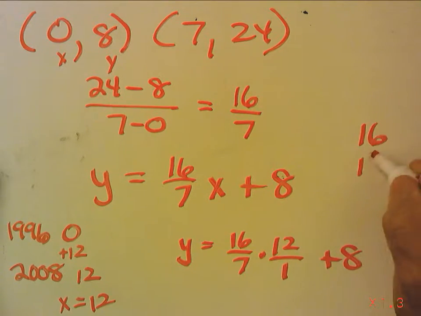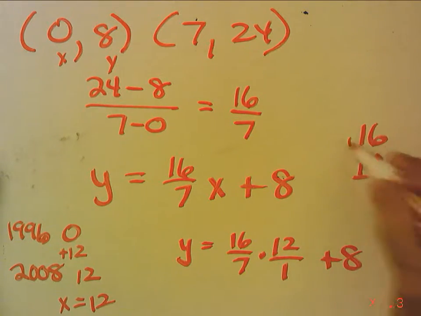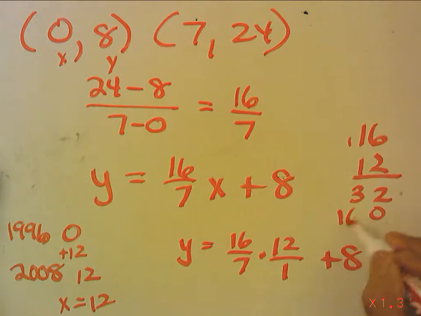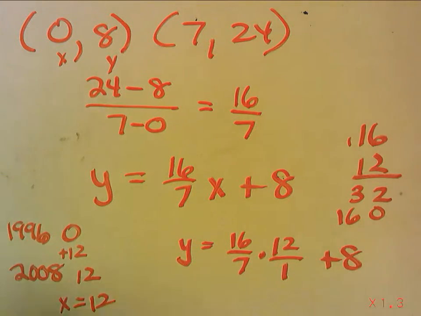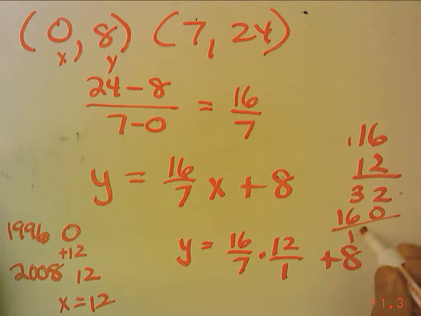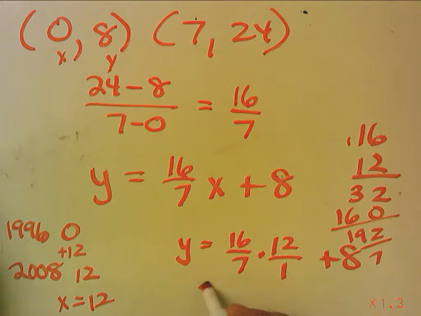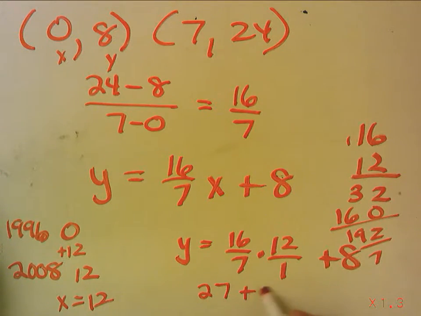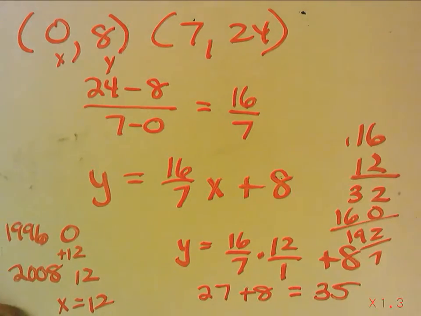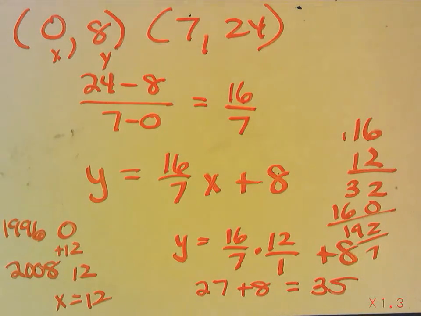And 16 times 12 is 192, plus 8. 192 divided by 7: 7 goes into 19 twice, 7 goes into 52 around 7. So 27 plus 8 is approximately 35 students. So if you get anywhere from, let's say, 30 to 40 students, you would be correct.